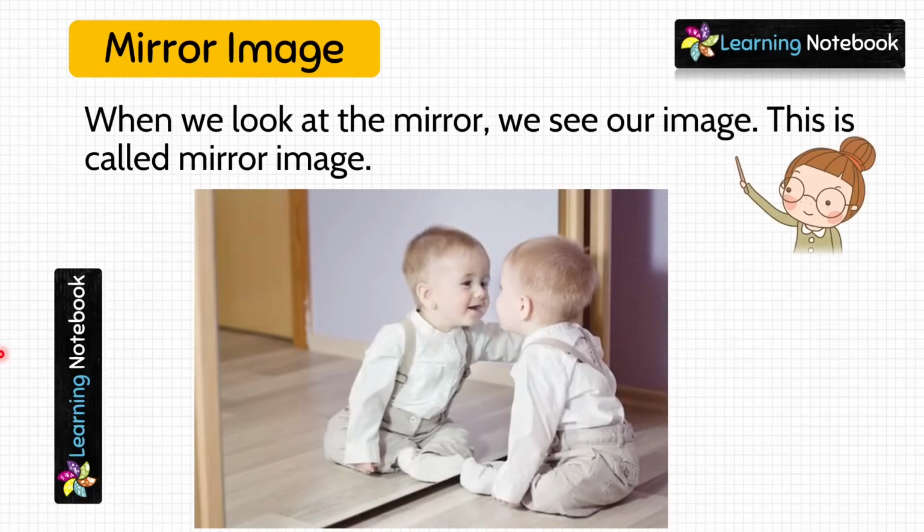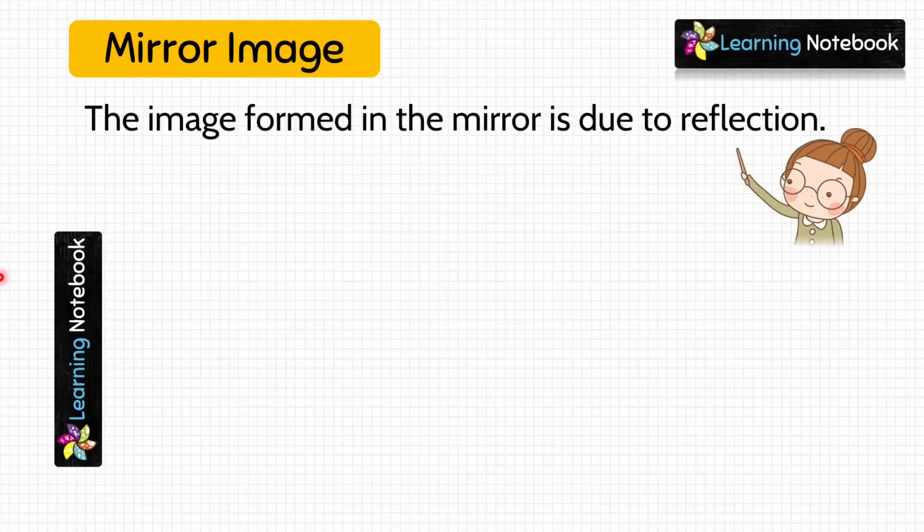When we look at the mirror, we see our image. This is known as mirror image. Like here, when this boy is looking at the mirror, he is seeing his image. This is known as mirror image. Students, do you know why this image is formed? This image is formed in the mirror due to reflection.